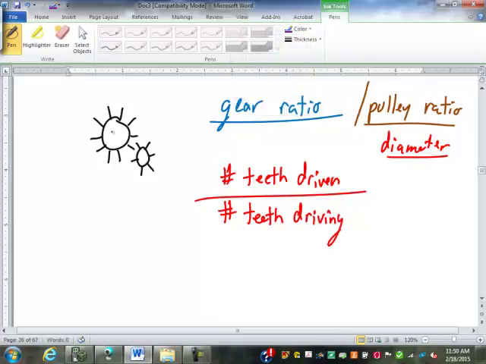So if we look at these, this gear here has 10 teeth and this one has 6. Need to know which one goes where now. Well, let's assume, I'm going to draw a little more picture here.